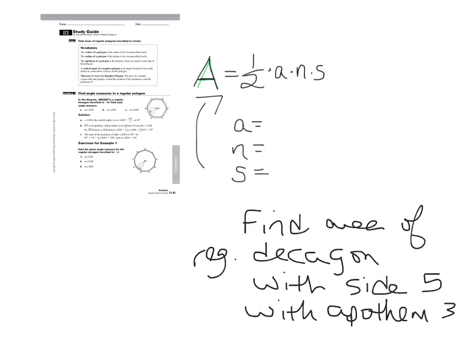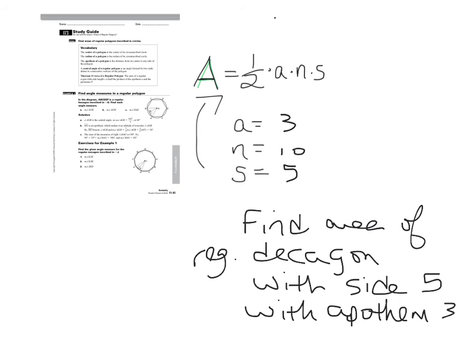So from here, we can fill in what we know. How many sides are in a decagon? 10. Okay, and we know our apothem was 3, and we knew our side length was 5. So if the problem is already giving you the three pieces of information, don't worry about trying to draw a decagon and making it a triangle.